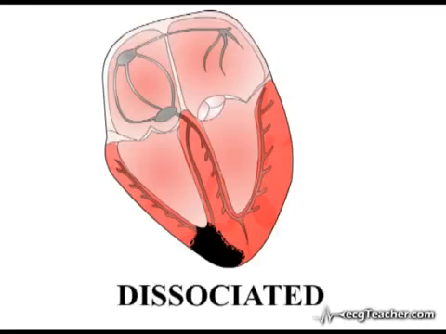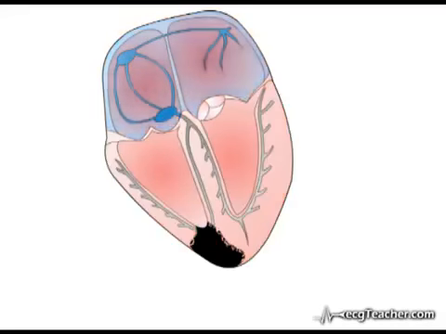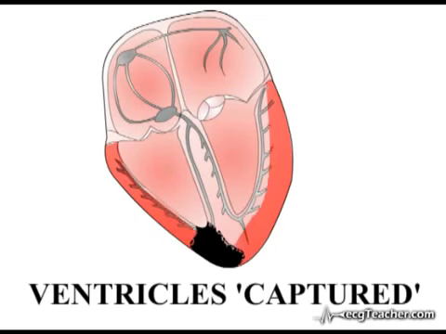The presence of a capture beat in the rhythm strip is evidence of AV dissociation because, as illustrated here, it represents a rare P wave which has arrived at the junction at a point in time when the conducting system and ventricles are in a non-refractory state. The SA node discharge therefore depolarizes the ventricles through the normal pathway of the conducting system, generating a QRS complex of normal duration.